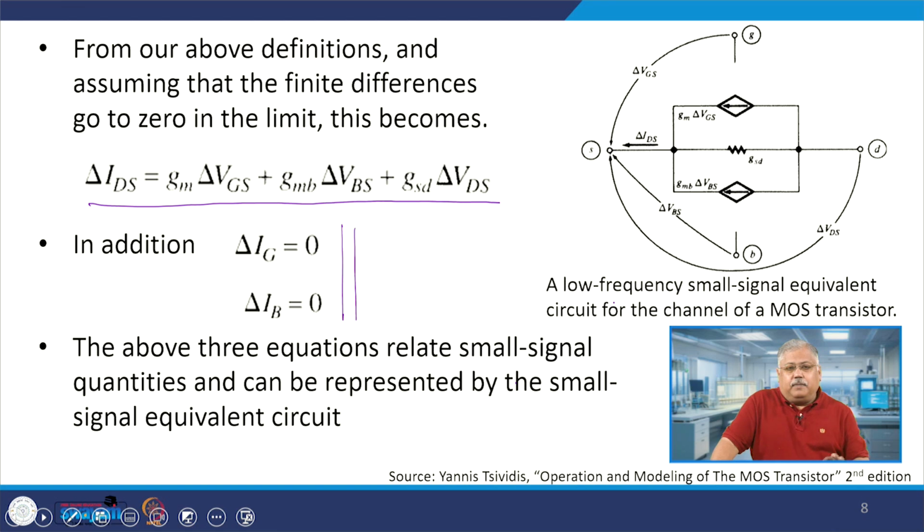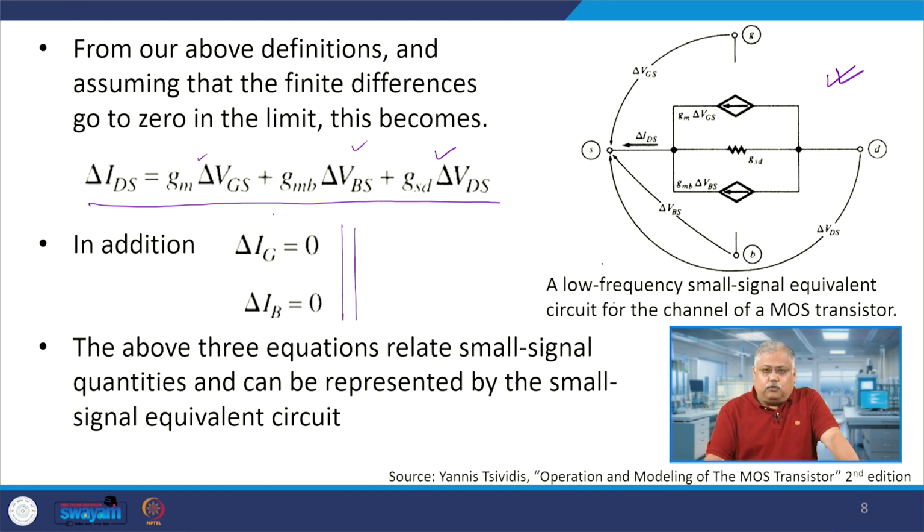So the above three equations which you see can be represented by a small signal equivalent circuit at low frequency, and that is what is drawn on the right hand side here. We will go one by one and explain what these small signals are and how they are derived. So if you see, we have 4 terminals, we have already discussed this point, we have source, gate, drain, and bulk. We have these terminals available with us. Now let us go one by one and see how it works out.